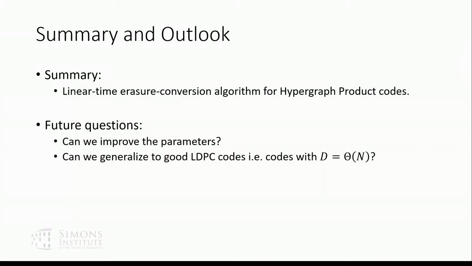And also, can we generalize it to codes that have better distance? Because right now, the distance of the hypergraph product code is square root n. There are good codes. Ideally, we would like to decode them as well, but currently we don't know how to do it. And also, can we have a linear time erasure decoding algorithm? Which is interesting because classically erasure decoding is a very simple question, but somehow quantum, it does not work as simply as that. And this is it.